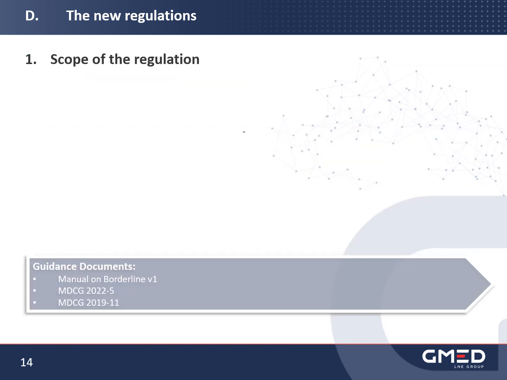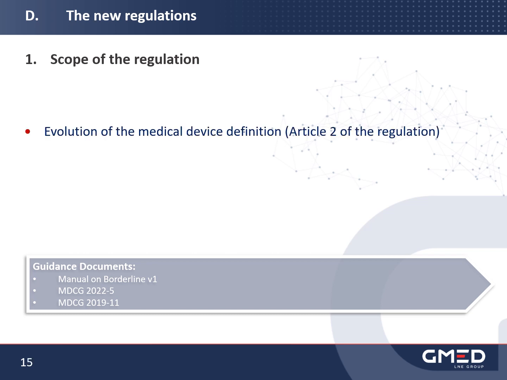Firstly, regarding the scope of the regulation. As under Directives 90/385/EEC and 93/42/EEC, Regulation EU 2017/745 is applicable to medical devices and accessories to medical devices, the respective definitions of which are given in Article 2 of the regulation. It is important to underline an evolution of the definition of medical device compared to the definition previously given within the directives.